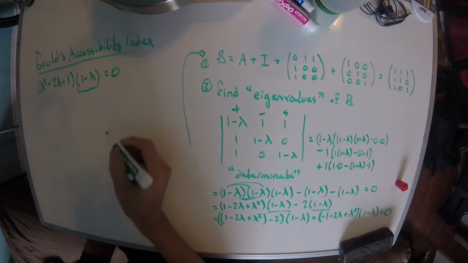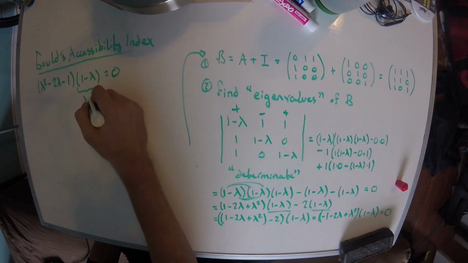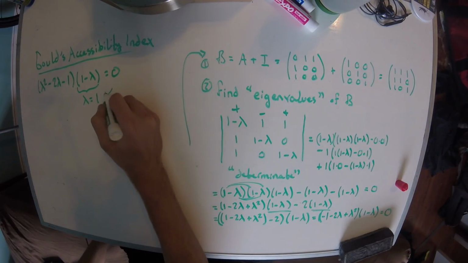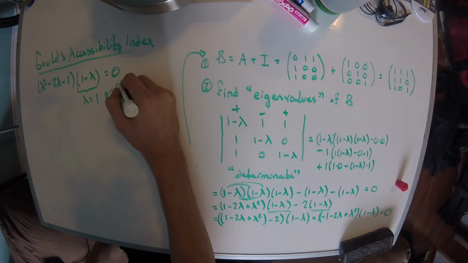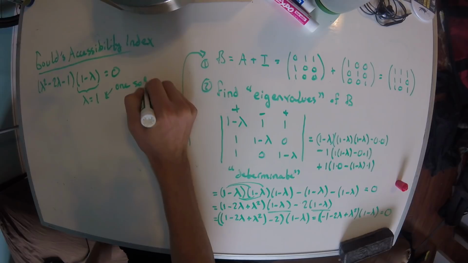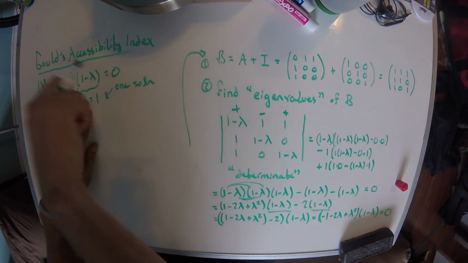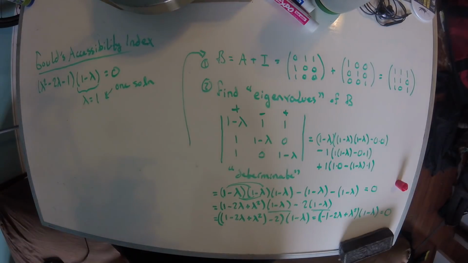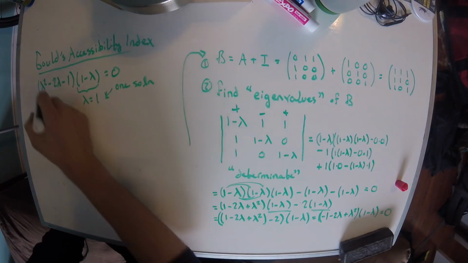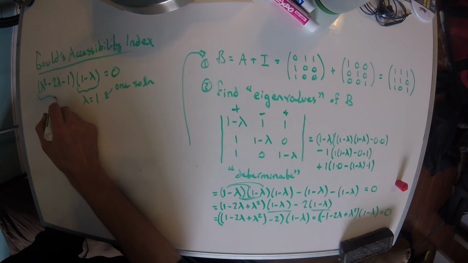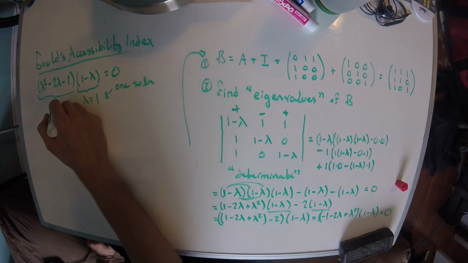Okay, so from this term, we have that one solution is lambda equals 1, right? That's one solution, because if lambda equals 1, this term equals 0, and 0 times anything is 0. So we've got one. And the other solutions we'll get from setting this equal to 0.